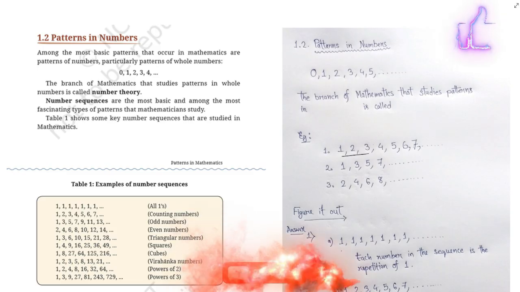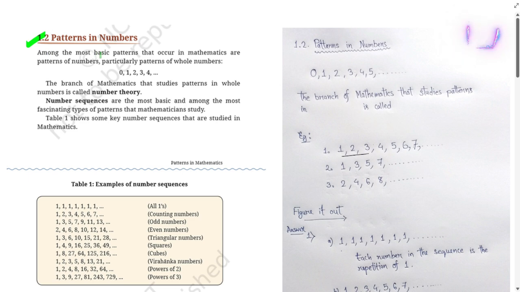Chapter 1, Pattern in Mathematics, Part 2. 1.1 Patterns in Numbers. Among the most basic patterns that occur in mathematics are patterns of numbers, particularly patterns of whole numbers. These are whole numbers 0, 1, 2, 3, 4 up to infinity and so on. The branch of mathematics that studies patterns in whole numbers is called number theory.